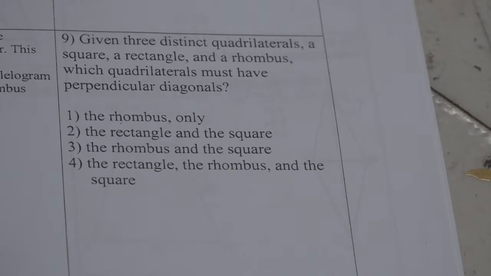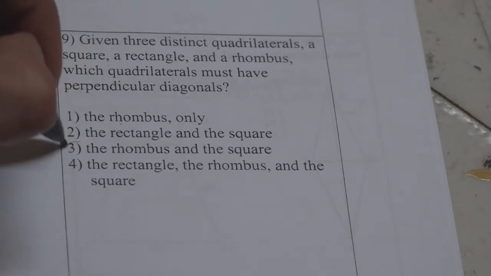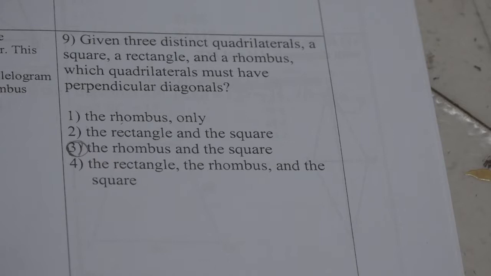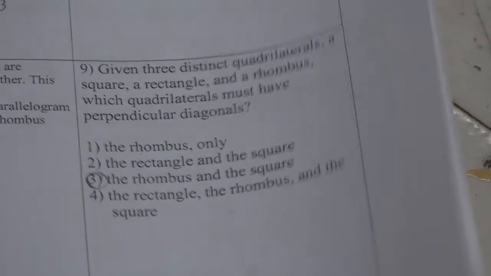Okay. So here, given three distinct quadrilaterals, a square, a rectangle, and a rhombus, which quadrilateral, wow, I learned how to say the word quadrilateral, must have perpendicular diagonals? I'm looking for perpendicular diagonals over here. So take 20 seconds, come up with an answer, and boom. Okay, so yes, the answer is choice number 3. Very good.